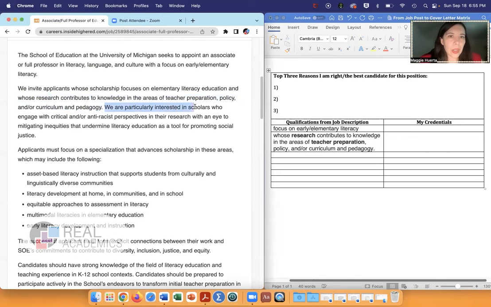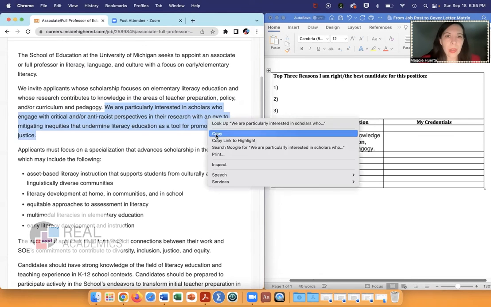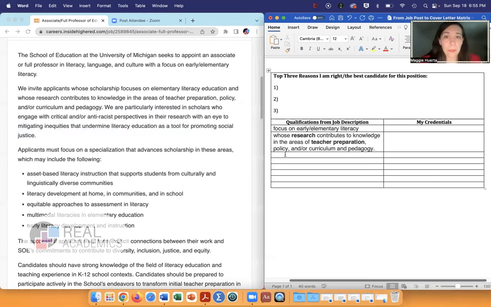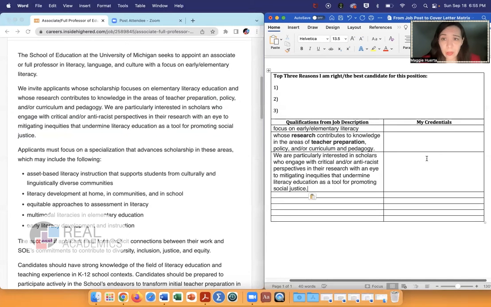We're particularly interested in scholars who engage with critical and/or anti-racist perspectives in their research with an eye to mitigating inequities that undermine literacy education as a tool for promoting social justice. That's a mouthful. But okay, so this is definitely a strong focus of theirs. So I could, and again, notice here the and or. Okay, so you might highlight the areas that you've engaged with more, or maybe you've engaged in all of them. All right.